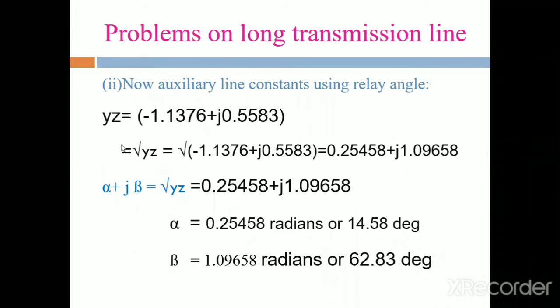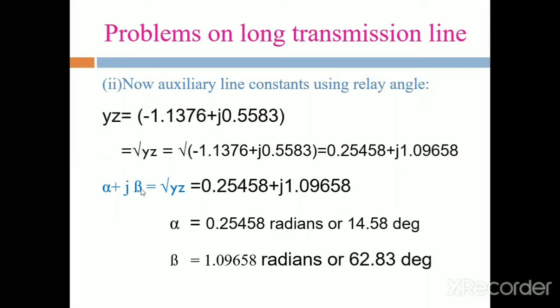We calculate in separate form: yz is equal to y into z. This is the value for y into z. Then we apply the root of this value, and we obtain root yz is equal to 0.25458 plus j 1.0965. This is the value for root of y into z.